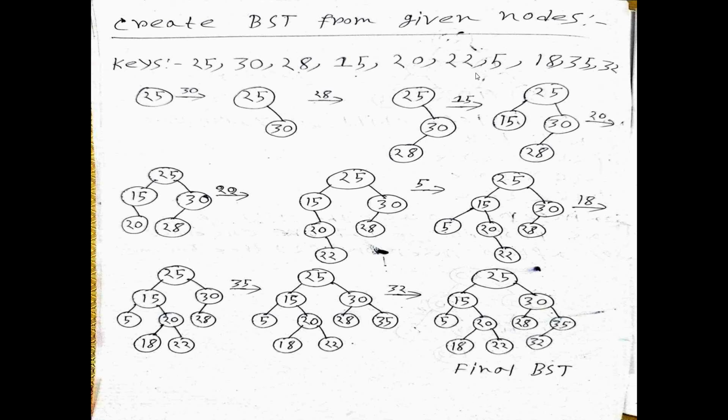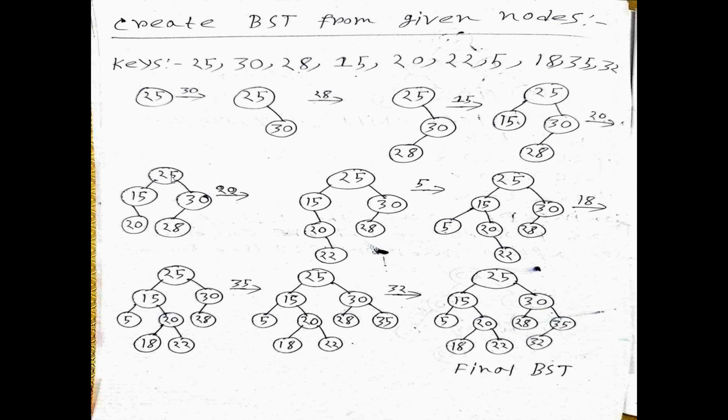Now next is 28. 28 is bigger than, sorry, bigger than 25. That means go to the right subtree. Now there is a right child, that is 30. Now compare with the 30. 28 is less than 30. That means 28 becomes the left child of 30. Now next is 15. 15 is smaller than 25. So obviously 15 becomes the left child of 25.